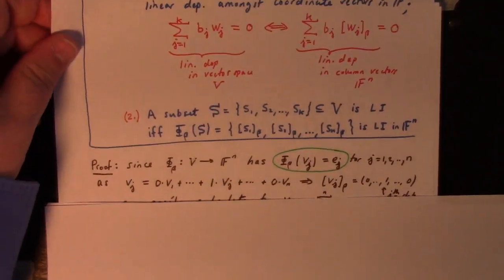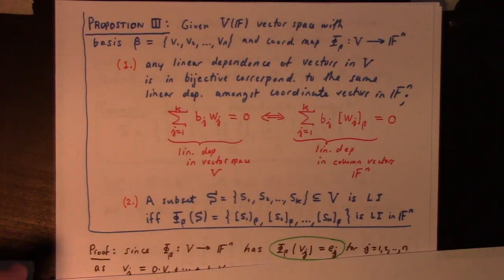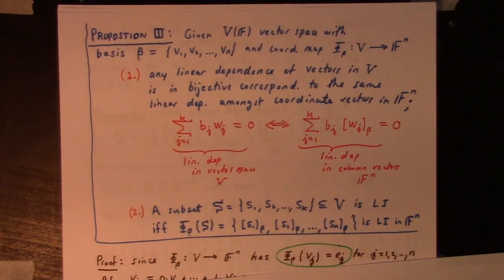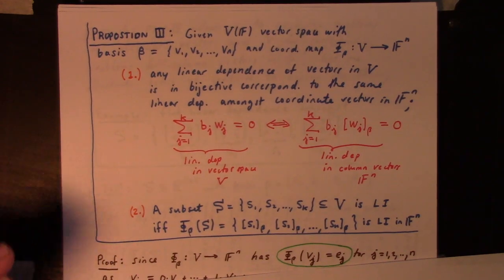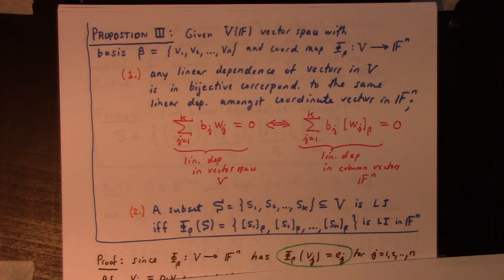Now, this is, you know, in some sense, one of the fundamental ideas of abstract linear algebra: that we can take a problem in a finite dimensional abstract vector space, and we can trade that problem for a corresponding problem in column vectors. This is a very kind of sneaky idea. It's a very powerful idea, and this proposition 3 gives us the roadmap for how to do it, all right?